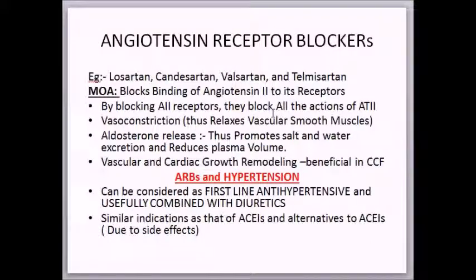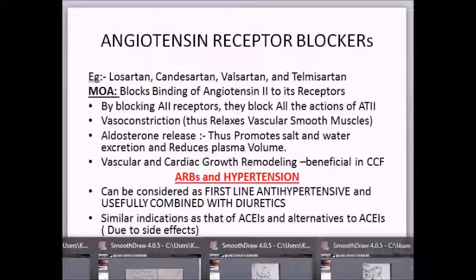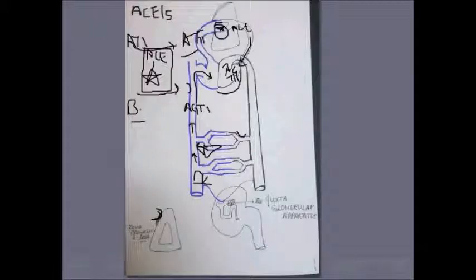Angiotensin receptor blockers. Now this drug is again very much like angiotensin converting enzyme inhibitors. The only difference is this drug does not block out the enzyme, but instead it blocks out the receptor here. It blocks out the angiotensin 2 receptor everywhere. Okay, everywhere, whether it's in the hypothalamus or zona glomerulosa or the efferent arterioles or here on the smooth muscle cells of the veins. It just blocks out all the angiotensin 2 receptors.